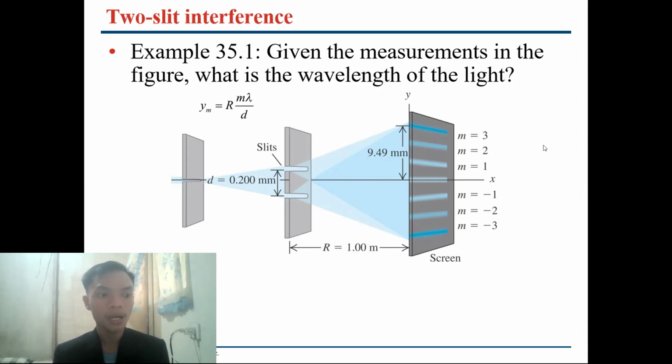So deriving the formula, we will get lambda equals y_m times d over r m. So substituting all the values, we have 9.49 times 10 to the power of negative 3 multiplied by 2.00 times 10 to the power of negative 4 divided by 1 and 3, which is approximately equal to 633 nanometers. And that's a red light. This calculation shows how interference can determine wavelength with remarkable accuracy.